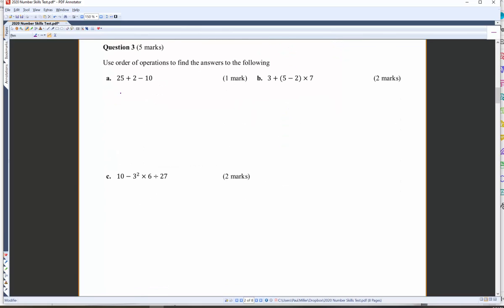Okay, order of ops to find answers to the following. So this one here, we've got to do the addition first. Okay, so it's 27 take away 10, which is 17. This one here, we've got no choice. We've got to do the brackets first. So that's 3 plus 5 take away 2 is 3 times 7. Now what we've got to do is the multiplication next. So it's 3 plus 3 sevens are 21. 3 plus 21 is 24.